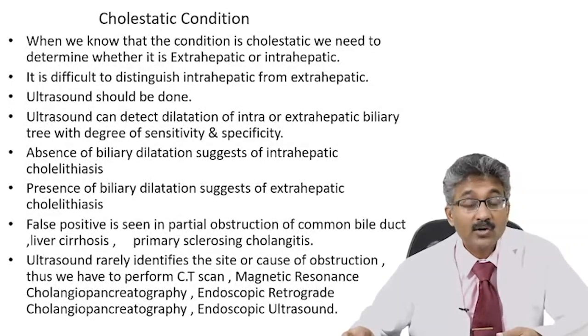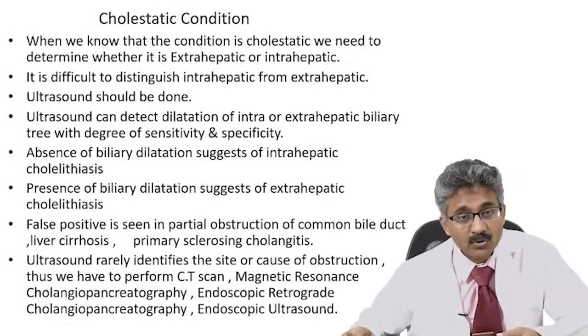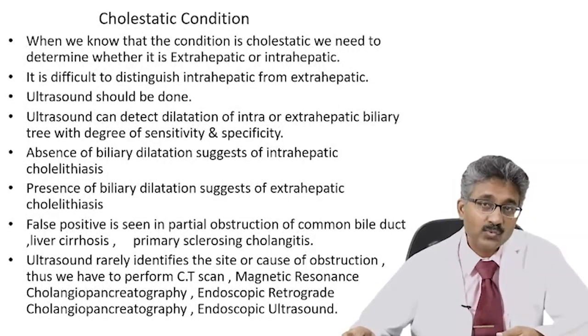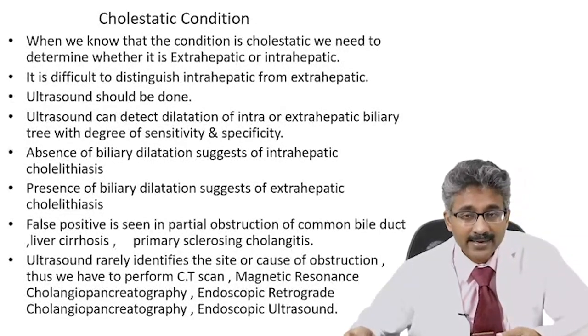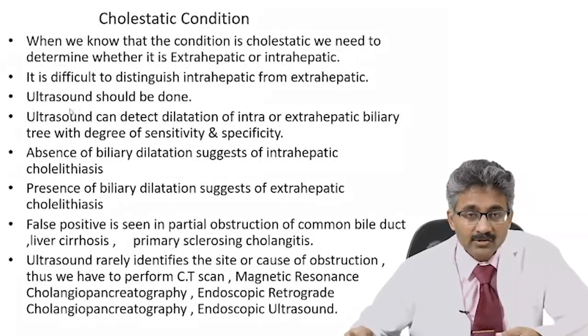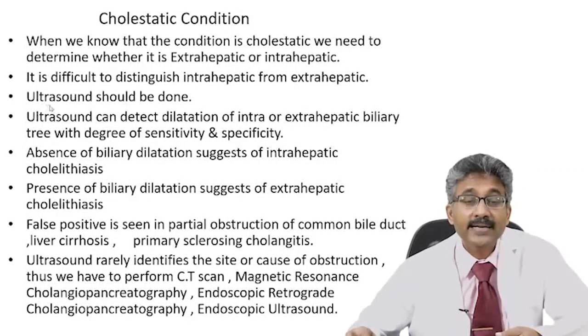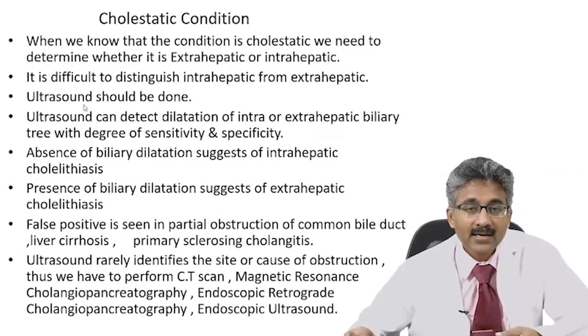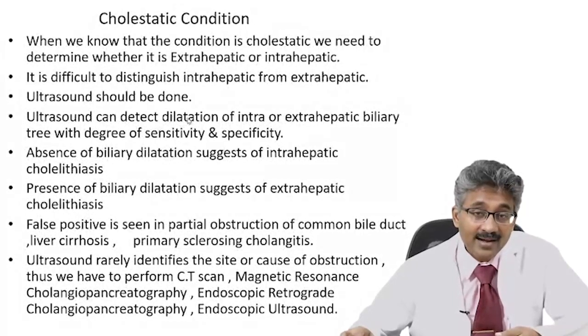Now students, which are the cholestatic conditions which can produce jaundice? See, cholestasis can occur at two levels. One is intrahepatic or extrahepatic. It is very difficult to distinguish between intrahepatic and extrahepatic clinically, on examination and by biochemical parameters. So ultrasound should be done. Ultrasound can detect intrahepatic or extrahepatic.